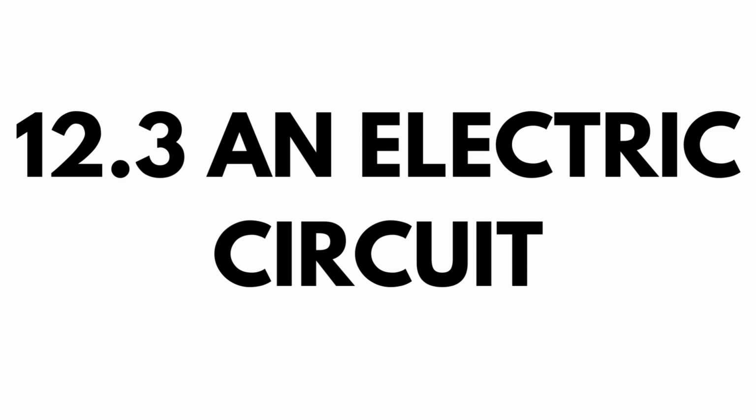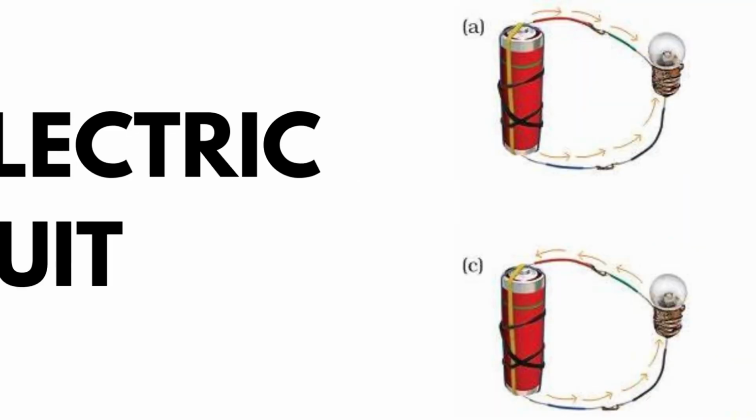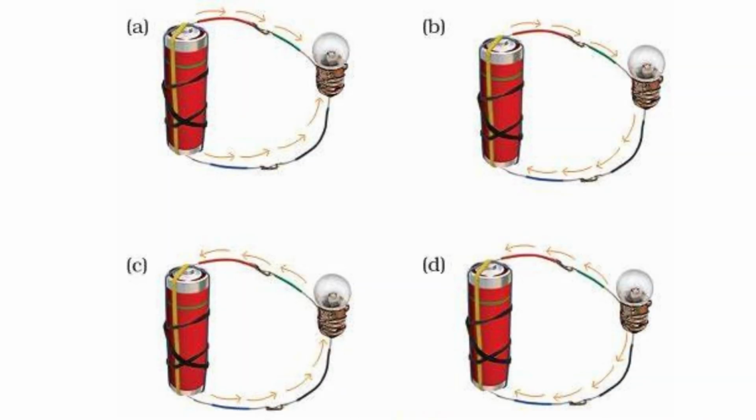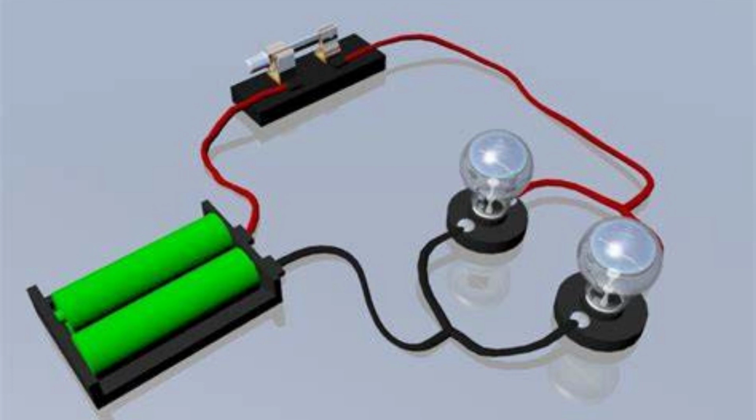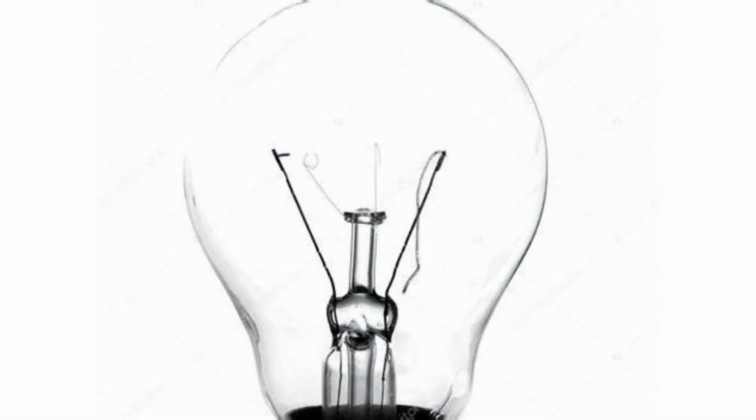An electric circuit. As you have seen earlier, we have formed an electric circuit in which the electricity flows from the battery through the wire and reaches the bulb. Sometimes an electric bulb does not glow even if it is connected to a cell. This may happen if the bulb is fused.